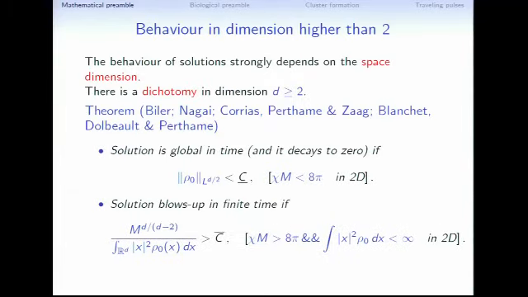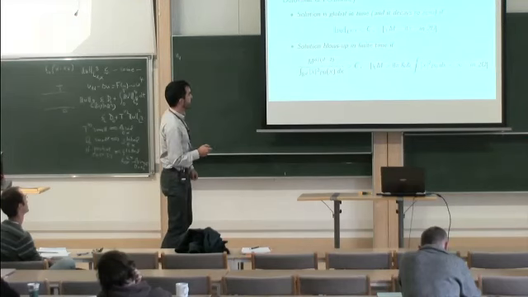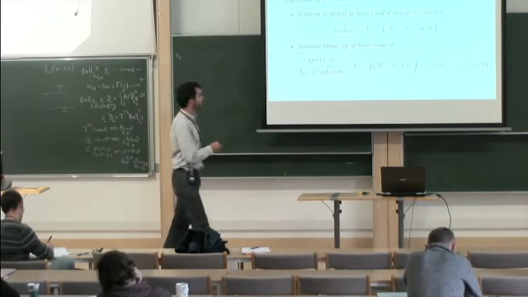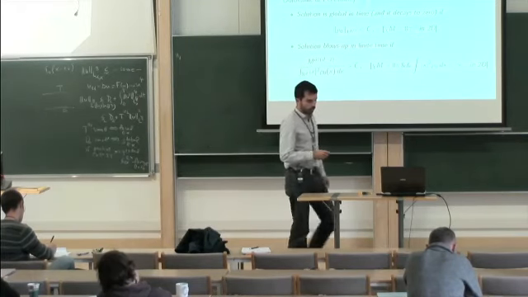On the other hand, if data are large in some sense, then chemotaxis really acts. You have, in some very weak sense, pattern formation, which here means you have blow up in finite time. So it's very crude. The density becomes unbounded after a finite time when the initial data is large. So this is for dimension larger than or equal to 2.